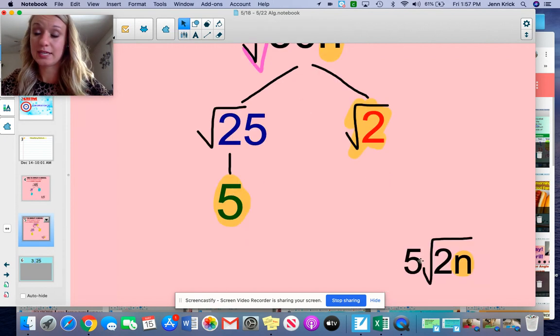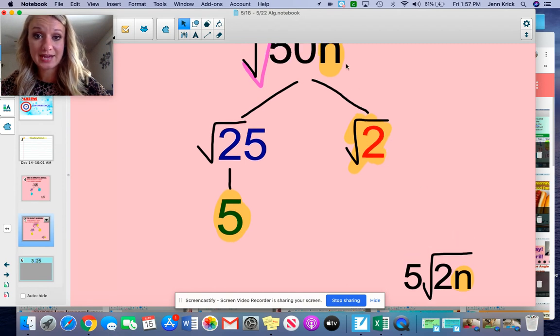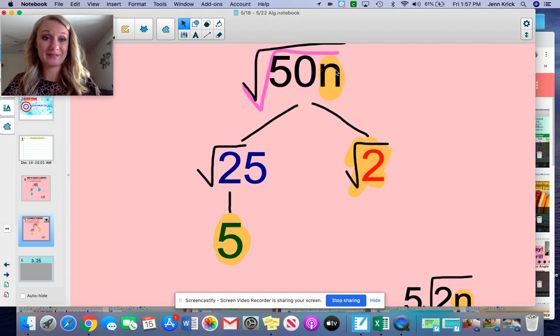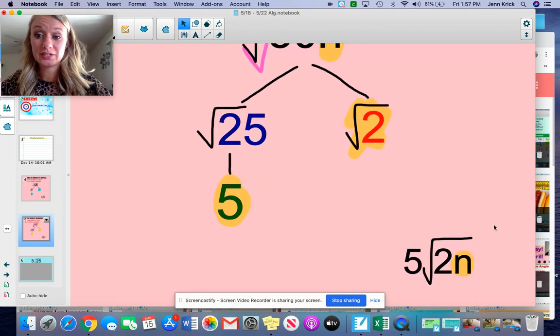This 5 is on the outside, that's just a normal integer. My 2 stays underneath my square root sign, and then obviously my n, I couldn't do anything with it because you can't factor anything out of there, so that stays underneath as well. So my final answer is 5 rad 2n. Okay, let's try it one more time.